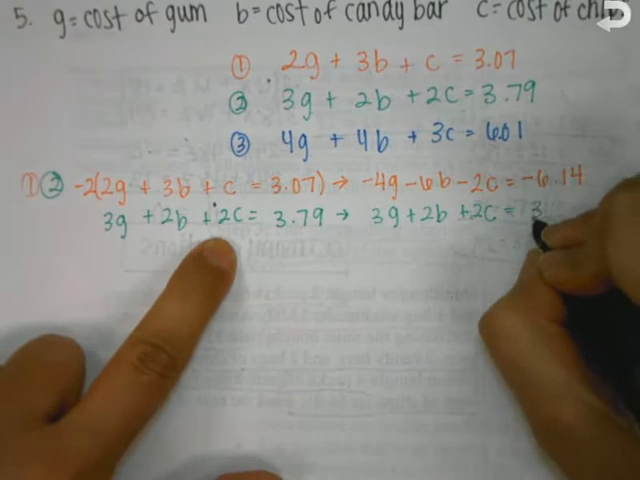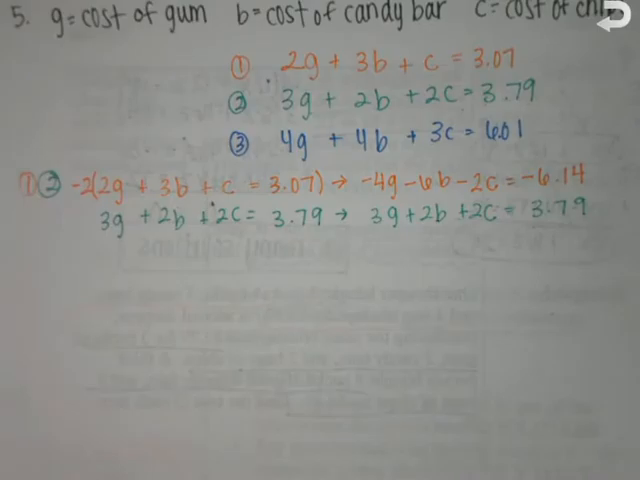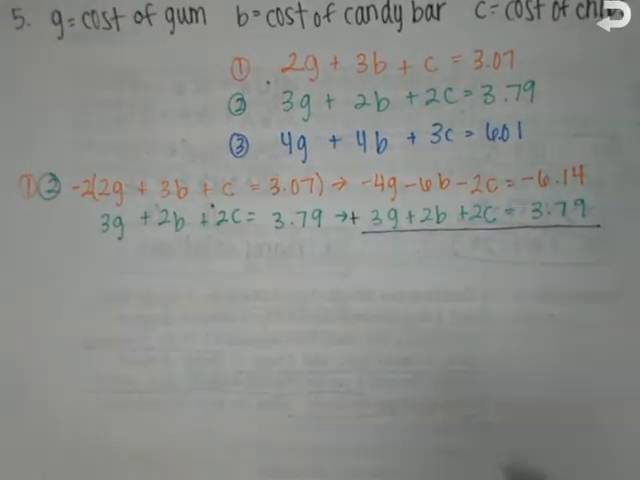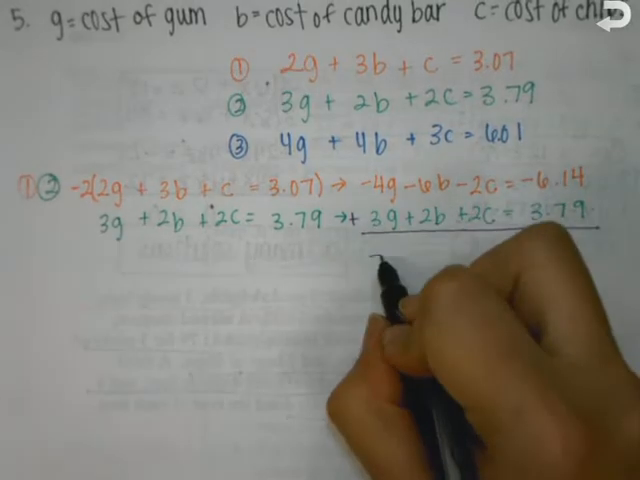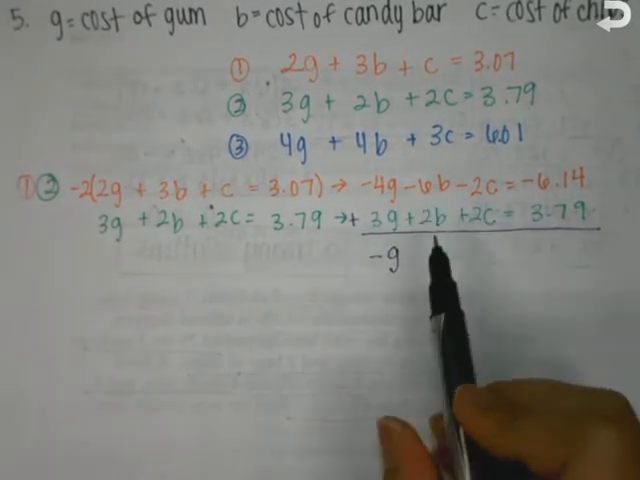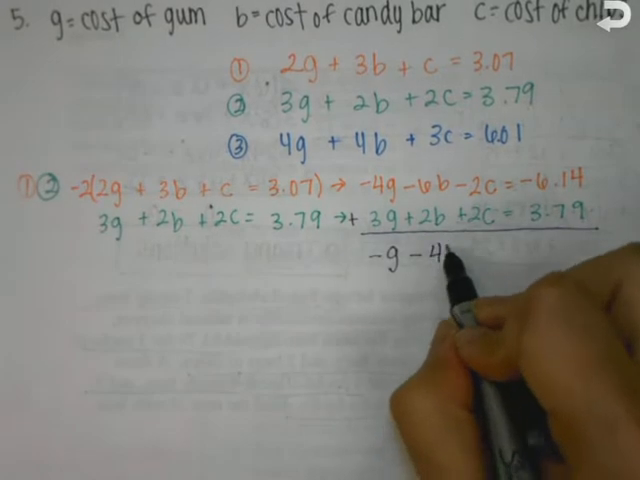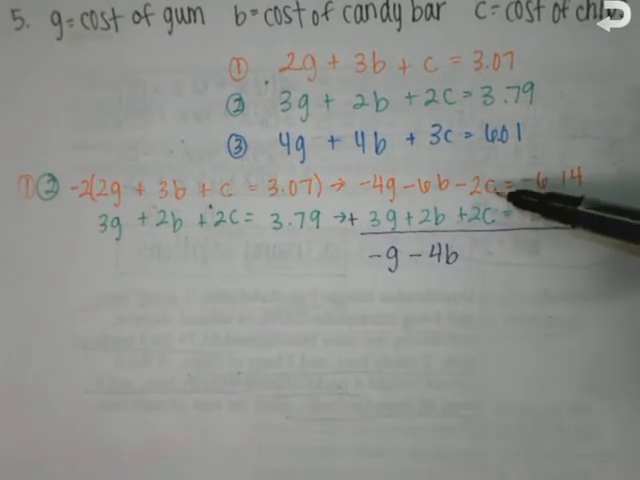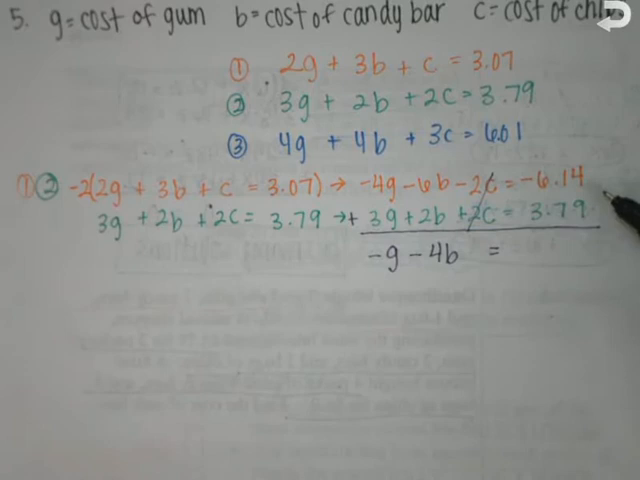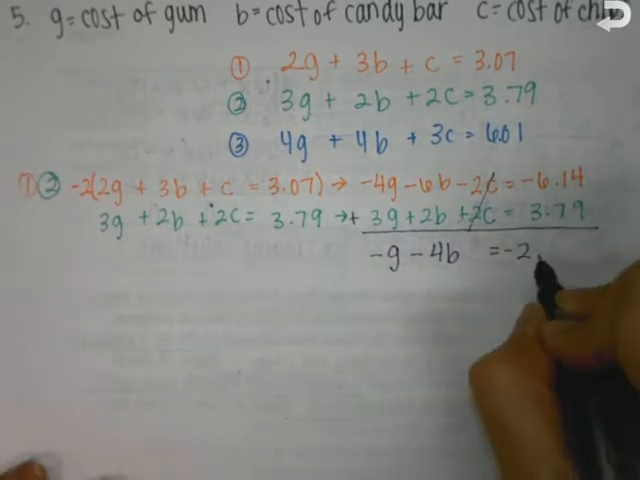-4g plus 3g, -1g, -6b plus 2b is -4b, -2c plus 2c cancels, equals, okay, -6.14 plus 3.79, -2.35, circle it. Okay, so we eliminated C's. So let's look at what we have left.